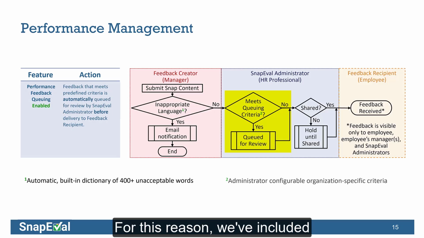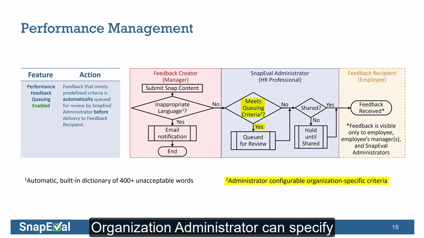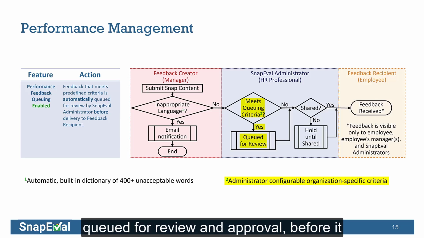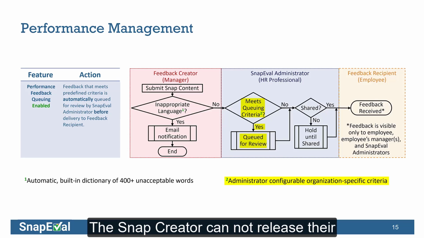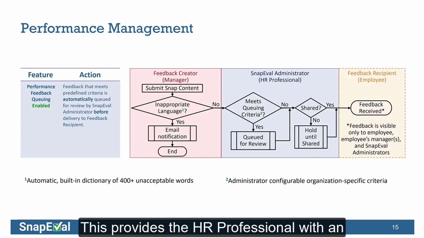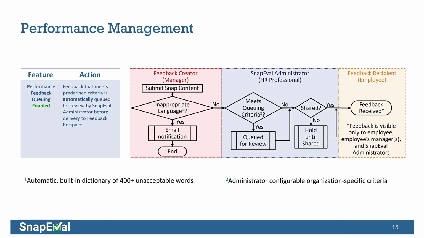For this reason, we've included an additional layer of protection called feedback queuing. With feedback queuing enabled, an organization administrator can specify criteria that will cause a snap to be queued for review and approval before it can be shared with the feedback recipient. The snap creator cannot release their own snap from the queue, even if the snap creator is a group administrator. This provides the HR professional with an opportunity to proactively review, edit, and coach a snap creator if necessary.